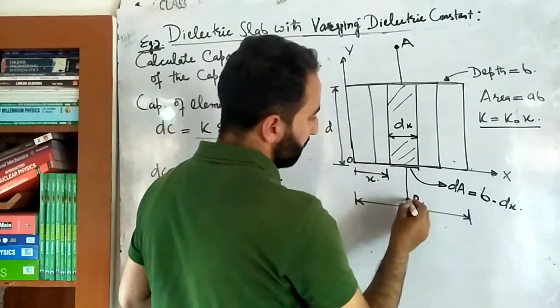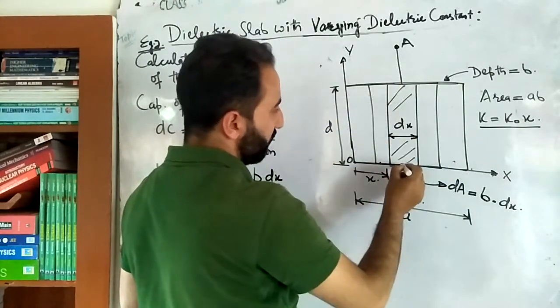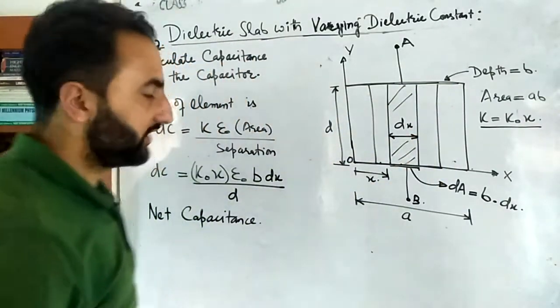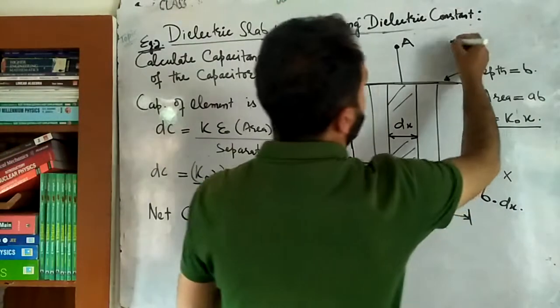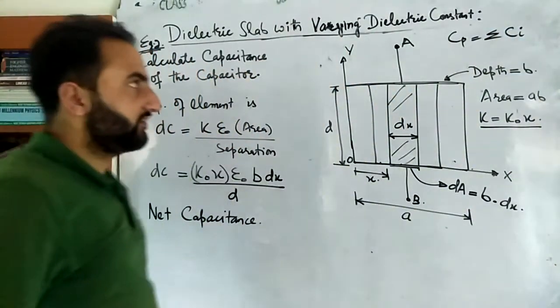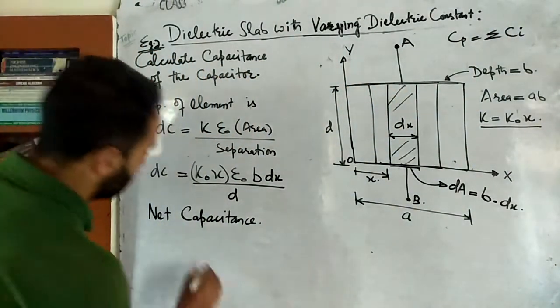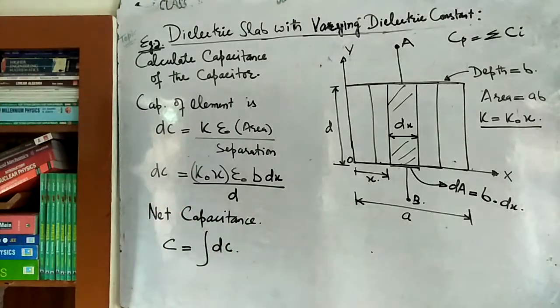So if these are the two terminals of the battery, the potential difference across this, across this, and across this will be the same. That means they are connected in parallel. And in parallel we know the equation Cp is equal to the summation of Ci. So here I will write that the net capacitance C will be equal to not a summation but an integration of these.